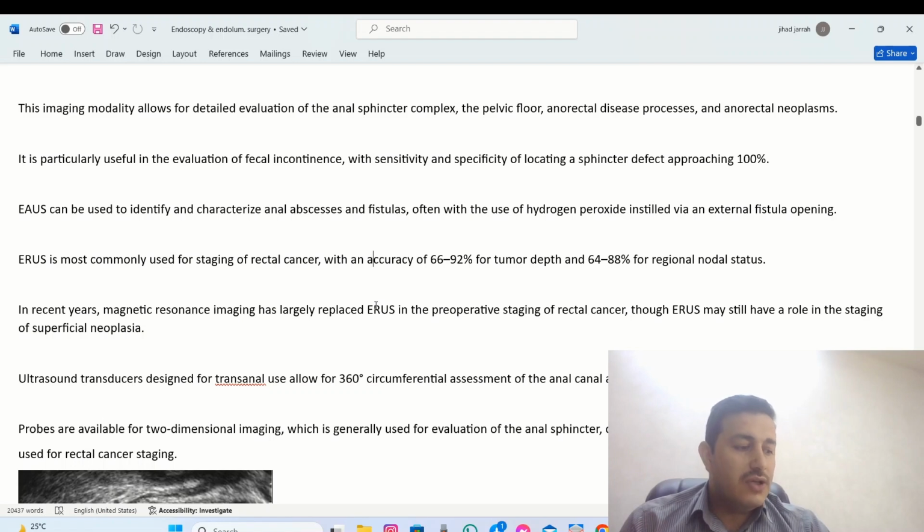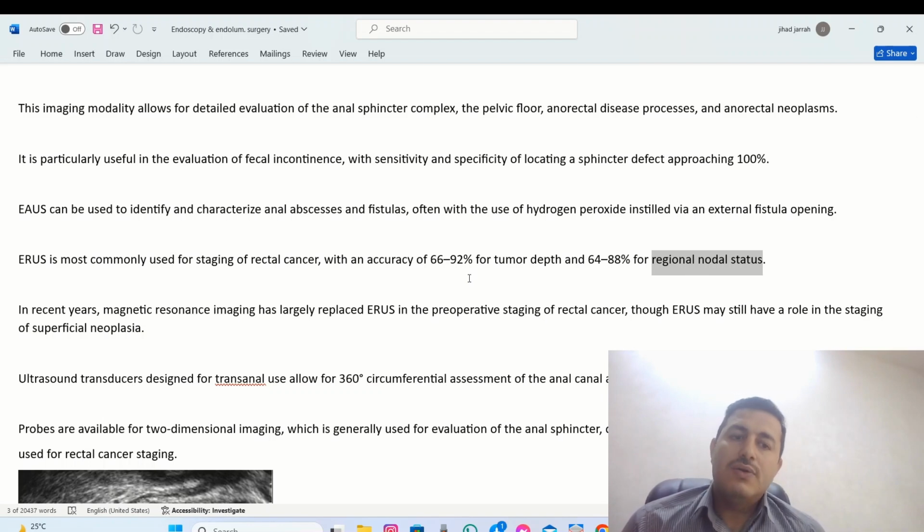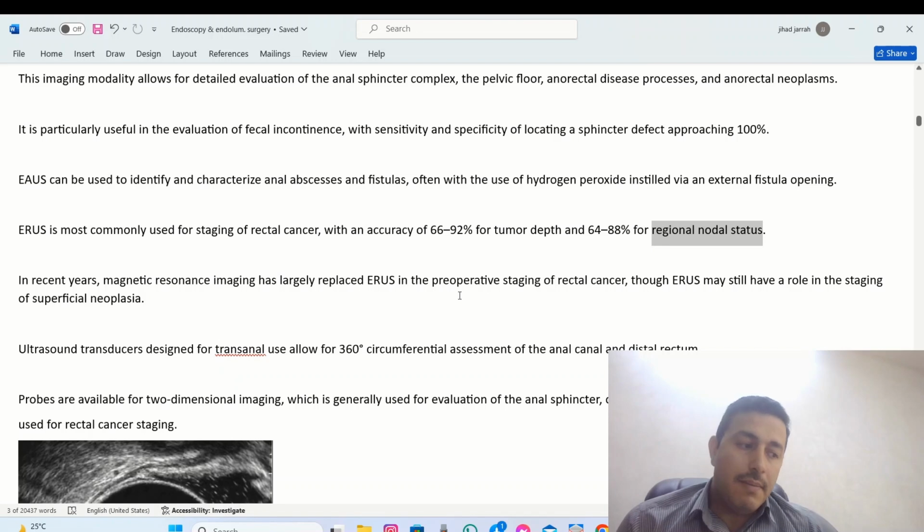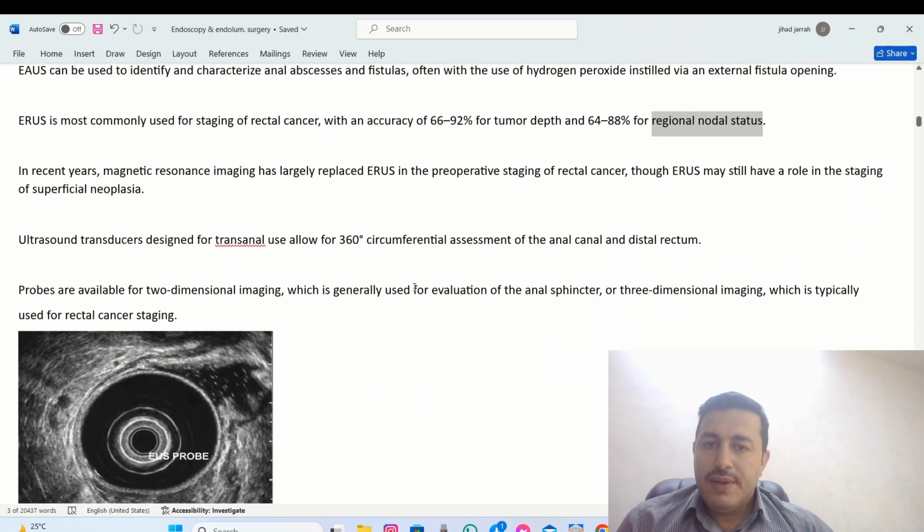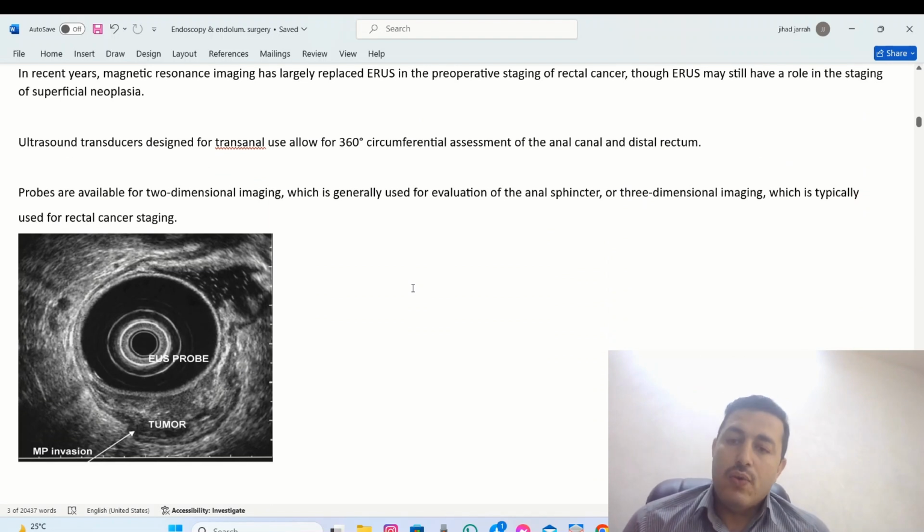Endorectal ultrasound actually is used mainly for staging of rectal cancer, with limited accuracy for depth of invasion and also for regional lymph node status. Unfortunately, nowadays the endorectal ultrasound is replaced by MRI, pelvic or rectal MRI. As you can see here, this is how the picture will look like.